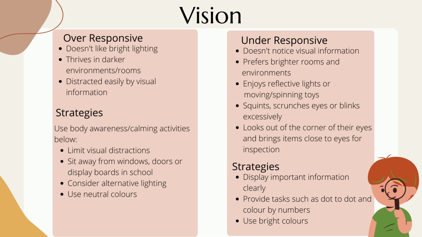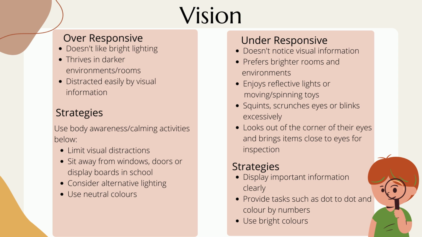Strategies for over responsiveness to visual information include limiting visual distractions. For example, in school or even at home, having your child sit away from the windows, doors, or display boards. And possibly consider using neutral colours where possible and softer, warm lighting that is less harsh on the eyes. So you can buy those kind of warm light bulbs in the shop instead of the harsh kind of bright light that some of you may enjoy instead.